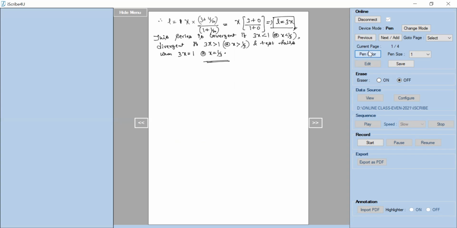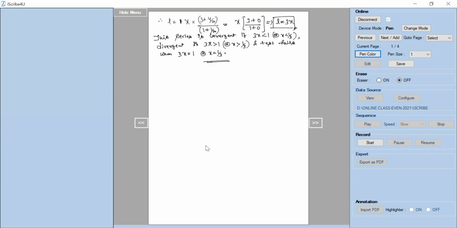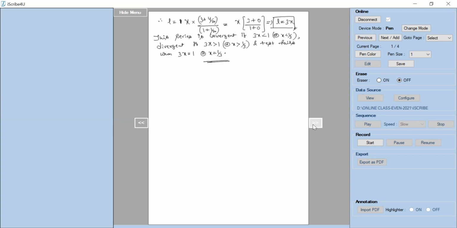So this is how we can verify the convergence or divergence nature of the infinite series using D'Alembert's ratio test. So I can apply this test to solve other problems also. I'll just give a few problems, 1 or 2 problems for practice purposes, only 2 problems. So you can try these problems by applying D'Alembert's ratio test.